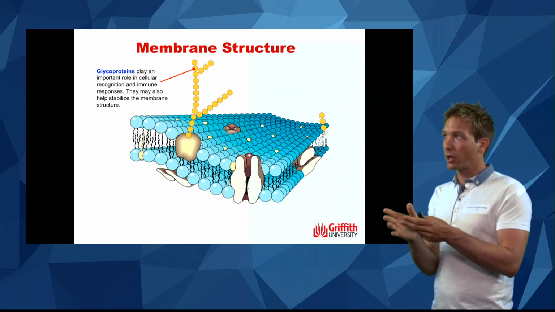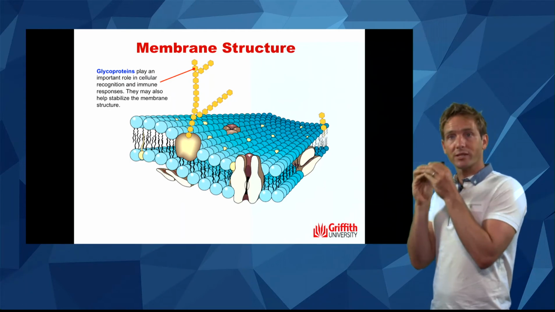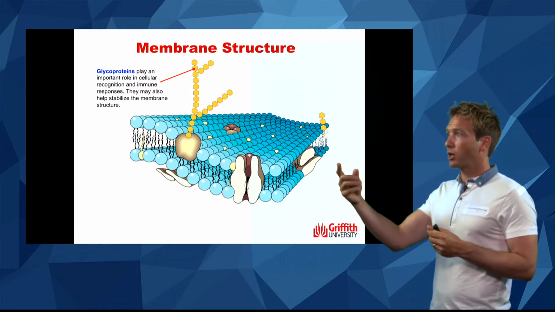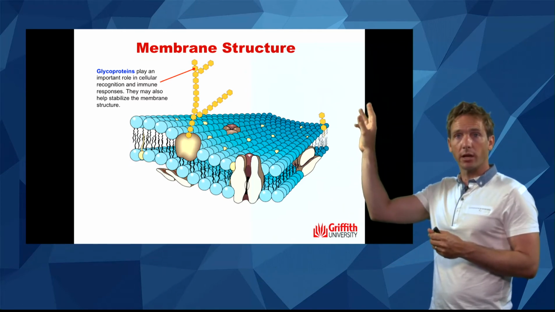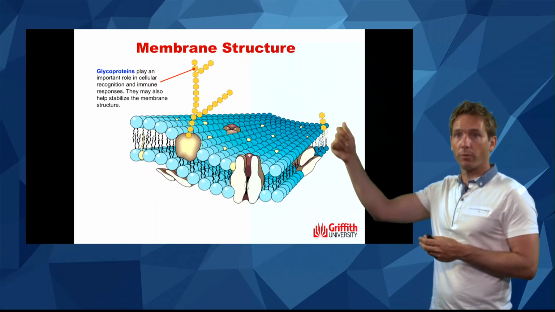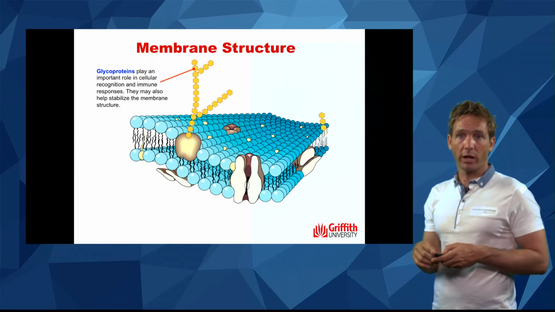So the role of a glycoprotein is for what's called cell recognition. So what I want you to know is that we have glycoproteins, they stick outside the cell, they have a carbohydrate tree-like structure at the top of them, and that they're to do with cell recognition.